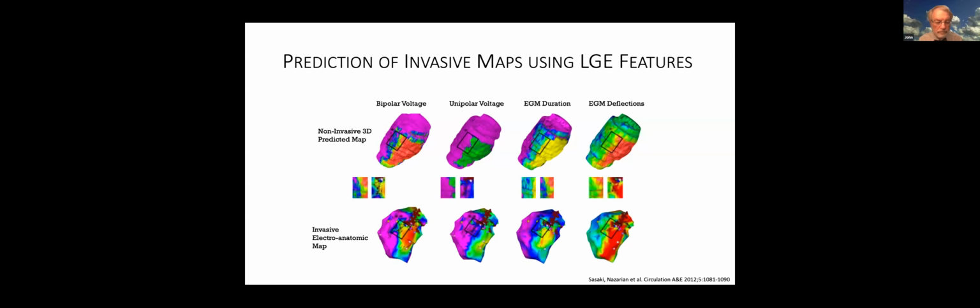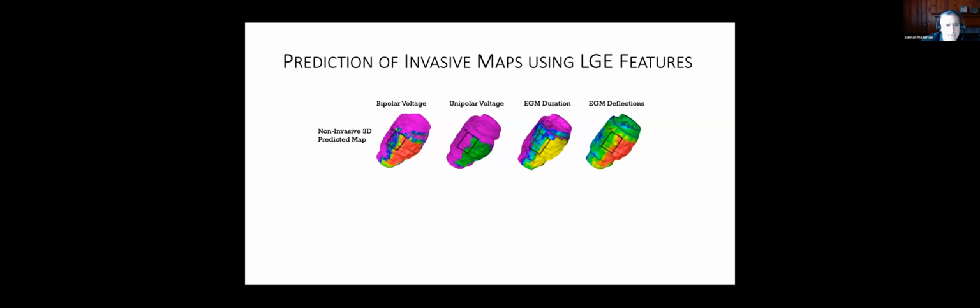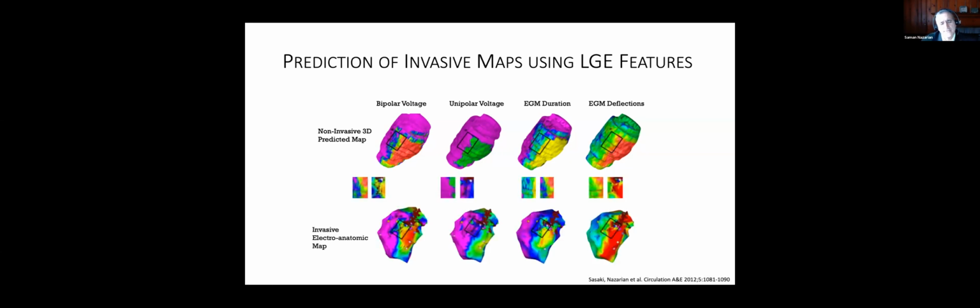Okay, good. So now this is early on. We took some of the images and tried to predict, based on the images, the electrogram maps that we could create. This is years ago. We could create the maps reasonably well, and the reviewers asked us to look at these small areas to compare them, to see what the diagnostic indices were for predicting these maps.